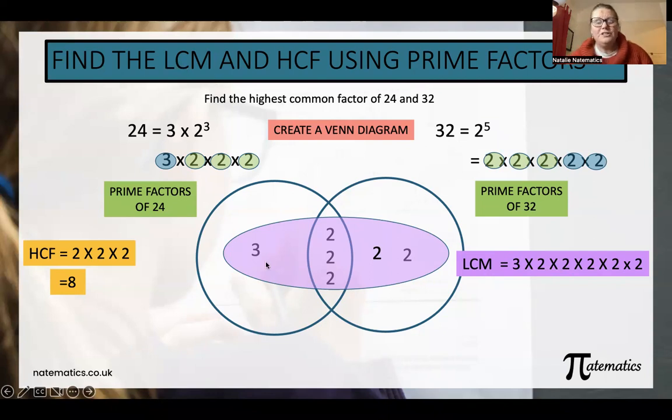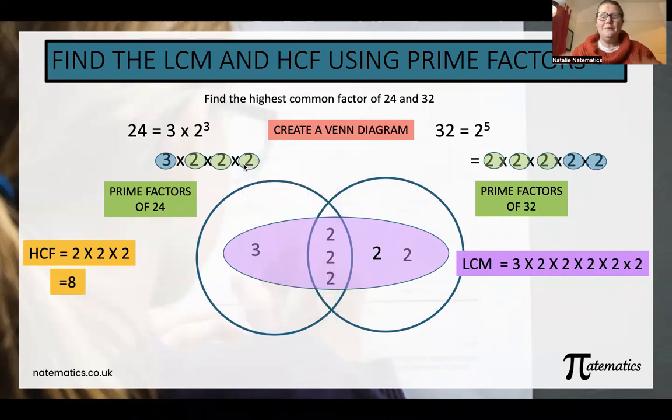If you were to multiply 3 by each of those numbers, 3, 2, 2, 2, and then 5 lots of 2, you're going to get a much bigger number. If you divide it down by the 3 and the 2, 2, 2, divide it by 8, you're going to get the lowest common multiple. If you want to have a little play around, fine, but what I'm doing here is giving you a clear method to follow.